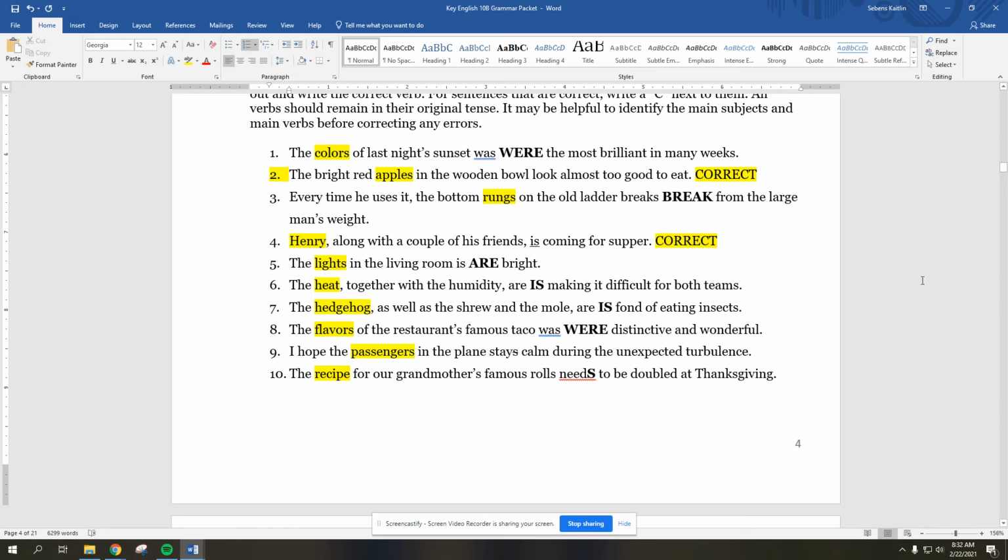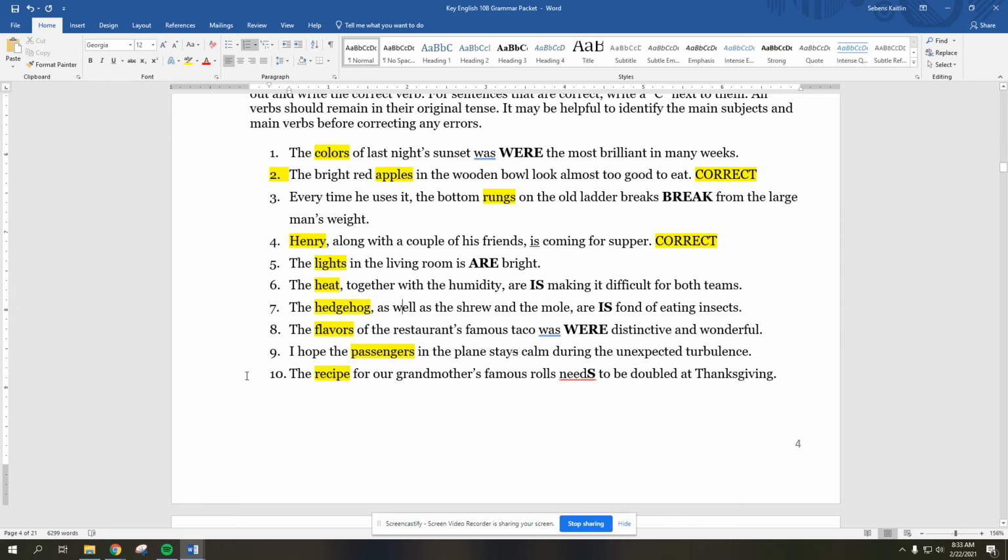7, another dependent clause separated out with 2 commas. The hedgehog, as well as the shrew and the mole, is fond of eating insects. Hedgehog is fond. 8, the flavors of the restaurant's famous taco were distinctive and wonderful. Flavors were distinctive and wonderful.